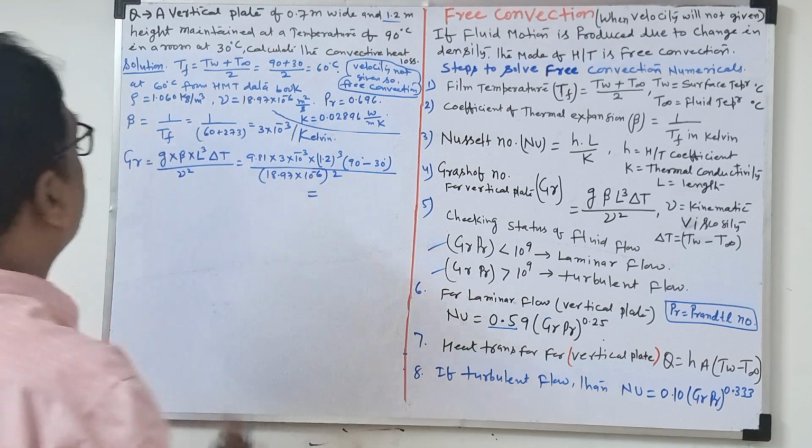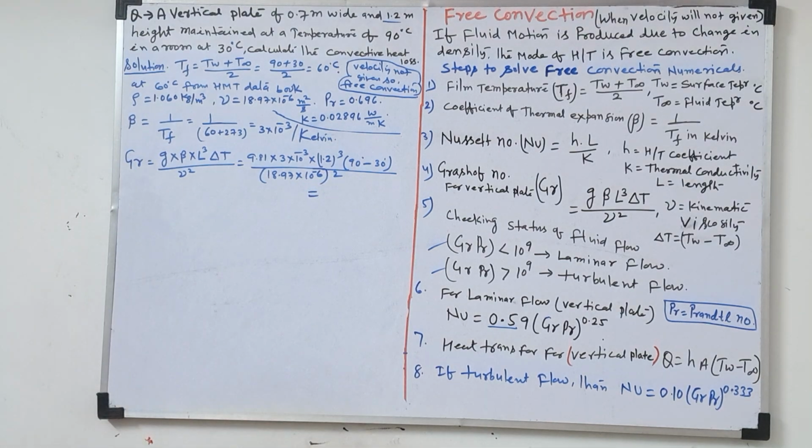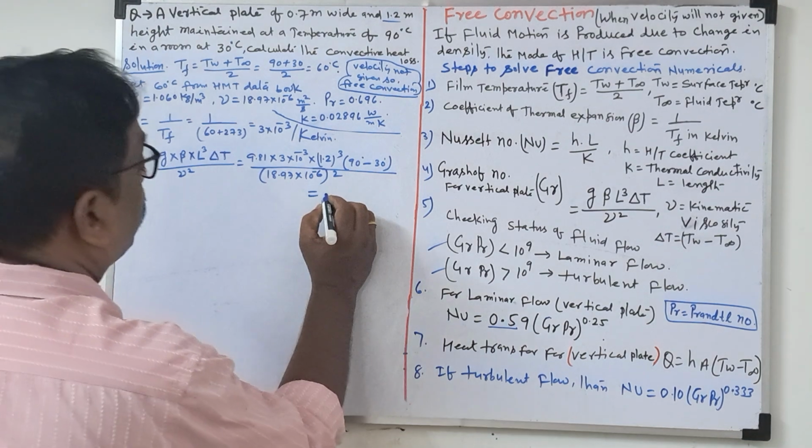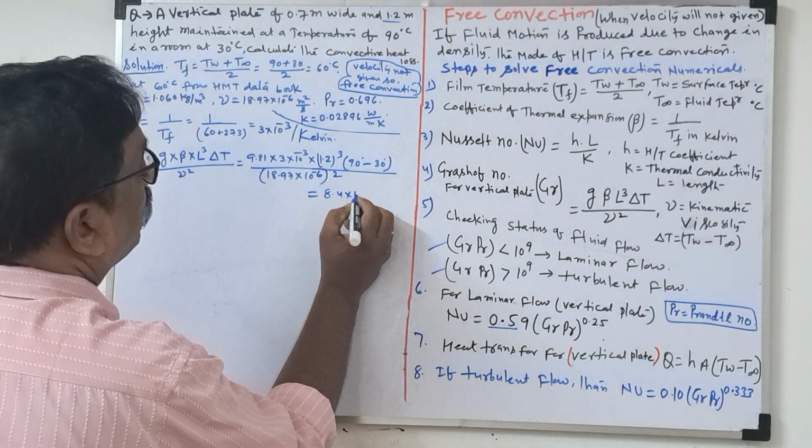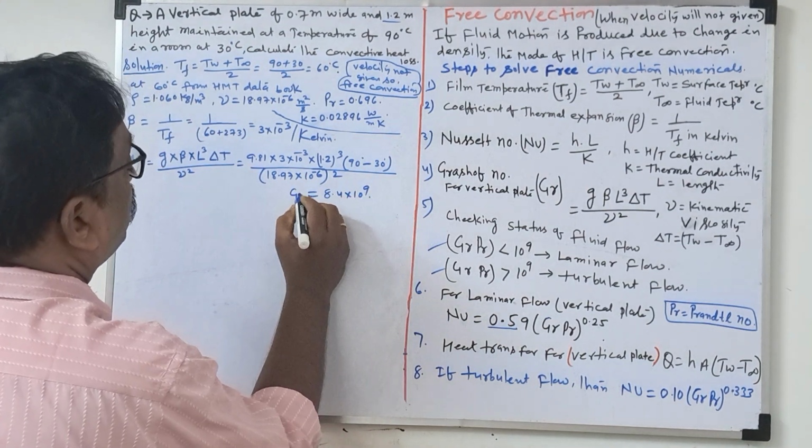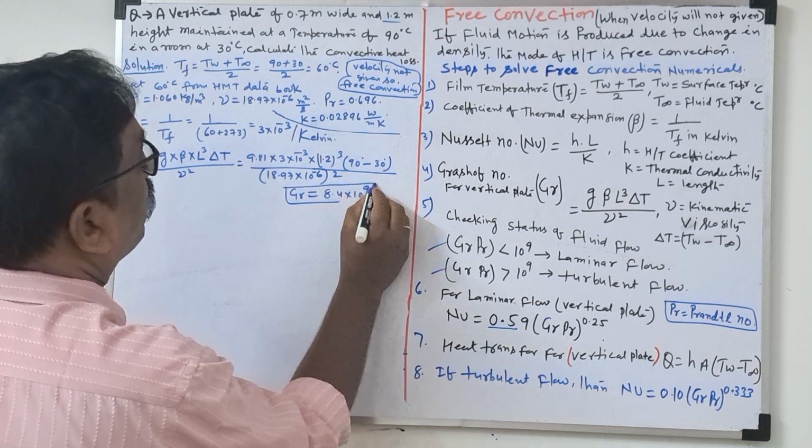So this Gr value will come. Already we did the calculations here: 9.81, 3 into 10 power minus 3, 1.2 length power 3. Then this value comes 8.4 into 10 power 9. This is the Gr value I know now.